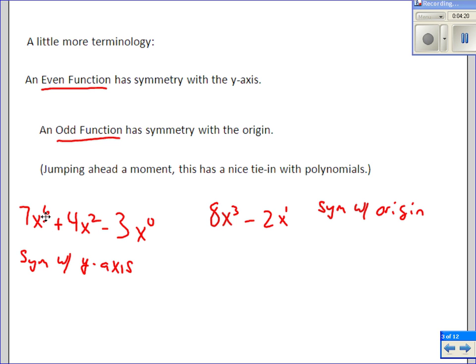if all the exponents are even, that's going to be an even function, and it will have symmetry at the y-axis. And if you have a polynomial where all the exponents are odd, x to the 3, x to the 1, go ahead and graph that on your calculator. You're going to see it has symmetry with the origin. So that's just where those terms come from: the even function has symmetry at the y-axis and the odd function has symmetry at the origin.